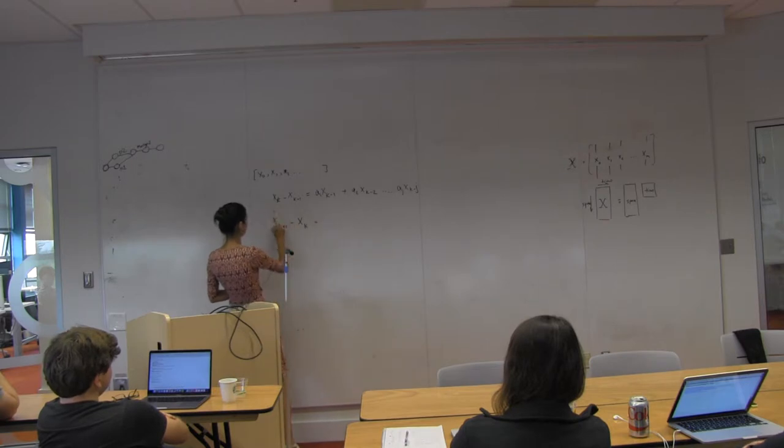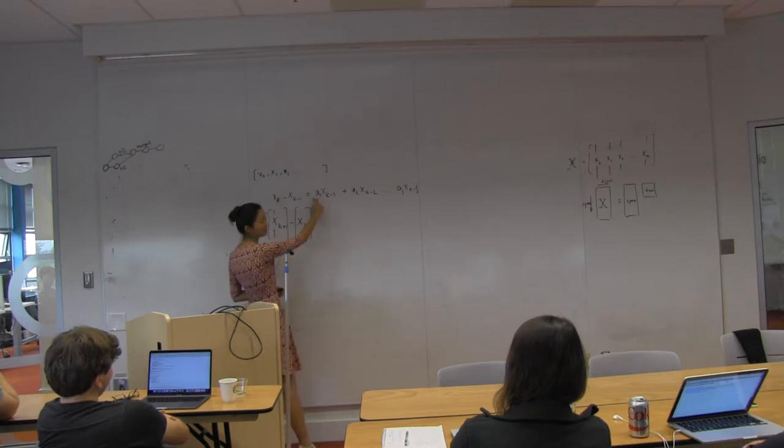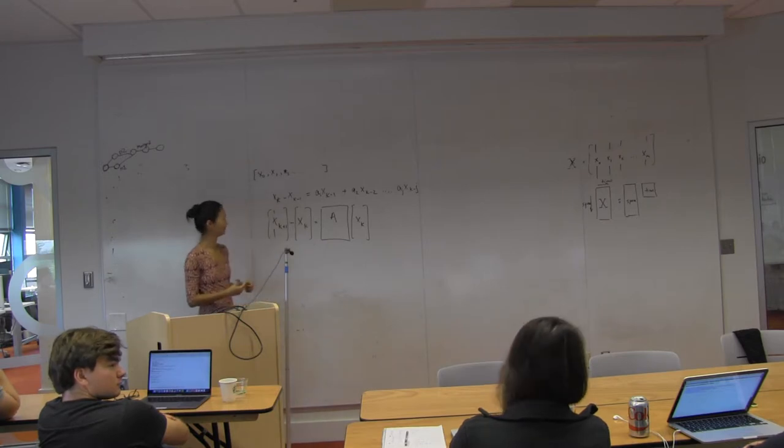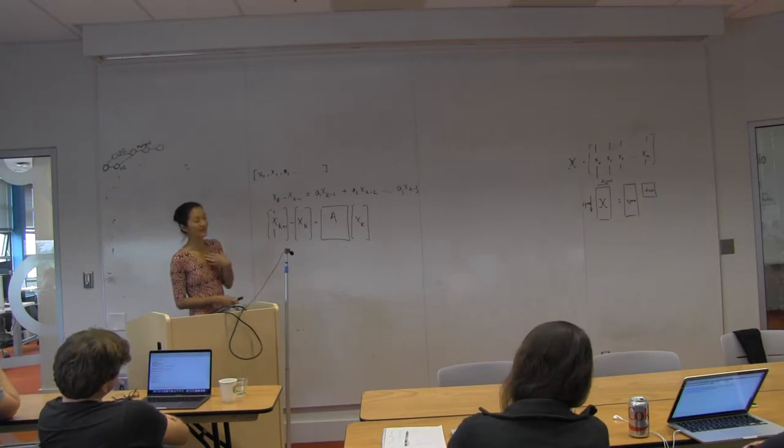So these are now vectors, and the coefficient becomes a matrix. So I have a square matrix. This is my A matrix times X sub K. Is X sub K the same thing as a vectorized version of that photo? Yes, or at least in my conception it is.